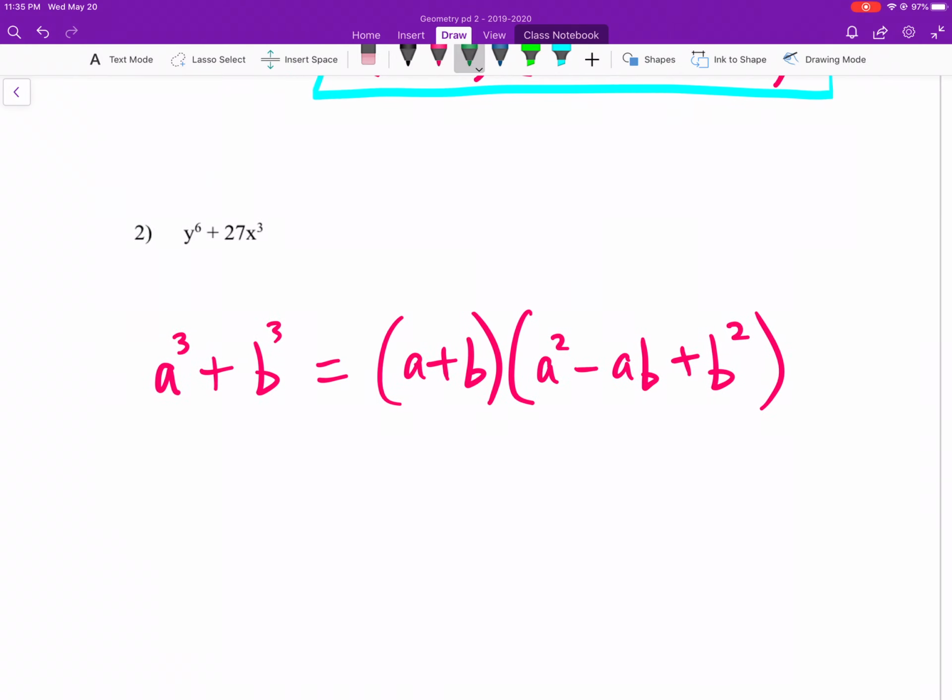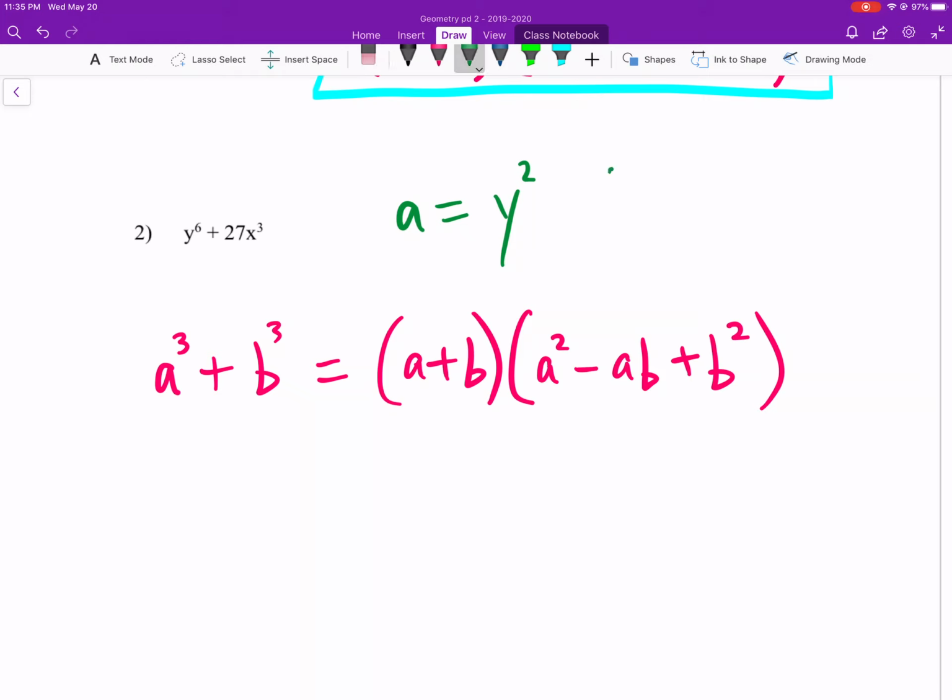So let's think about first, what's the value of a? What times itself, times itself, gives you y to the 6th power? That would be y squared, right? Because y squared times y squared is y to the fourth, times y squared again would give you y to the sixth. So our first cube root is y squared.